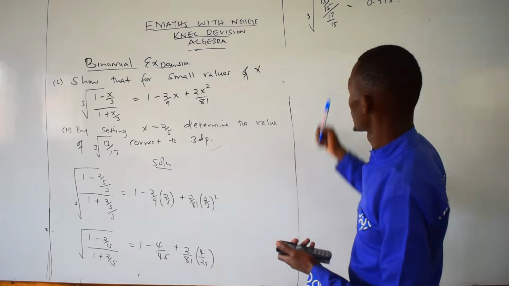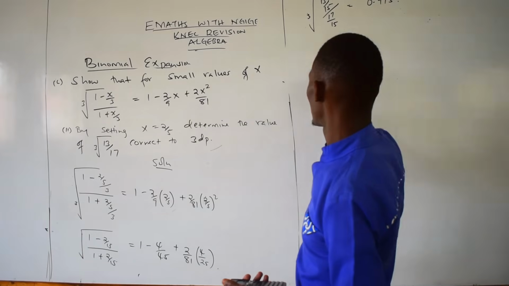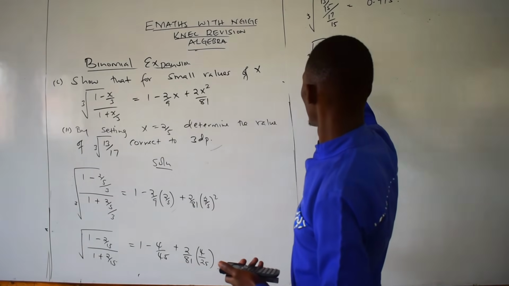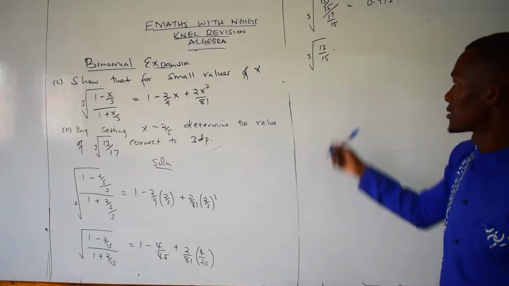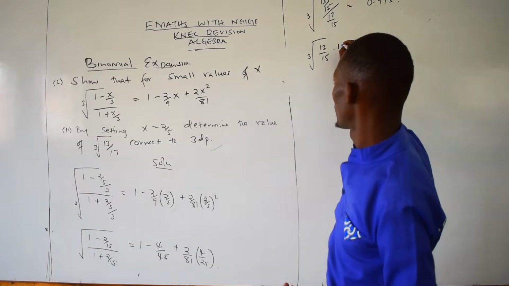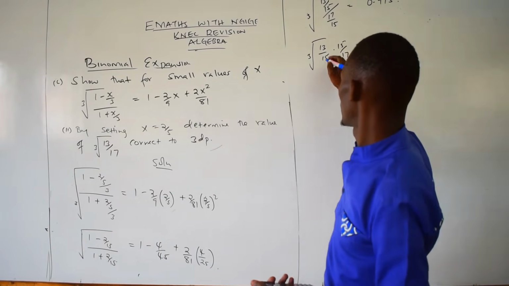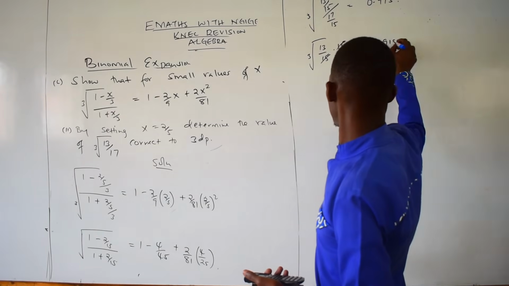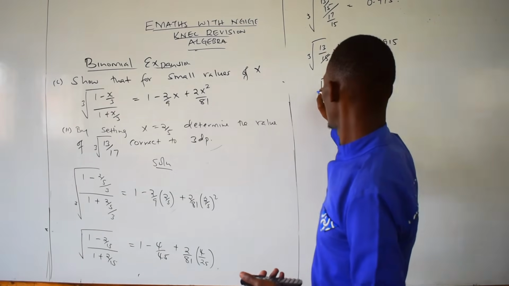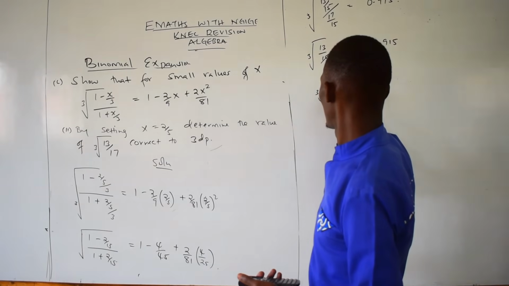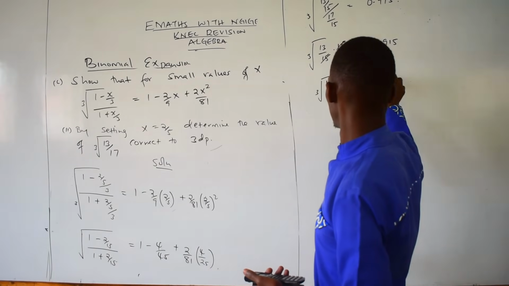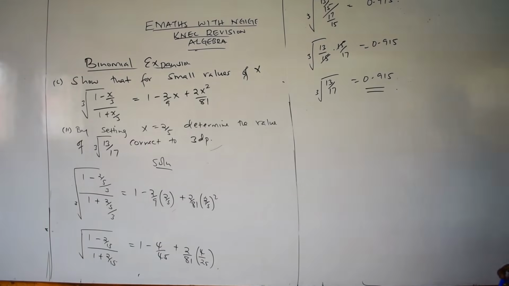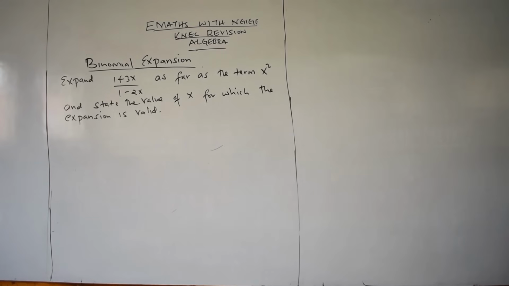to 3 decimal places. And this part here simplifies to become the same as saying 13 over 15. When you are dividing, you reciprocate the denominator, so that one goes, and we remain with 0.915. So then the cube root of 13 over 17 is 0.915. And that is the solution for that question.